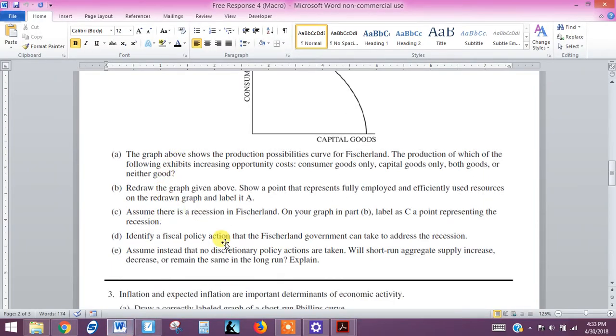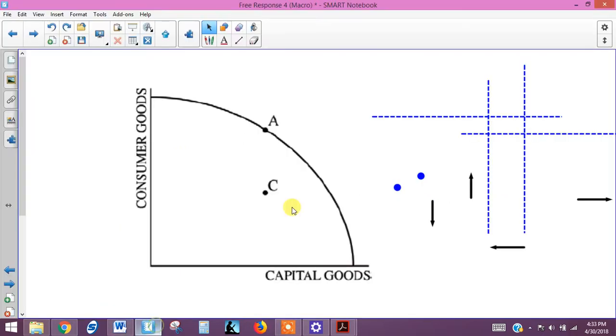Part C, assume there is a recession in Fisherland. On your same graph that we just drew, label as point C a point that would be representing where we would be producing in a recession. And that's, once again, easy, right? Anywhere inside here, anywhere in here.